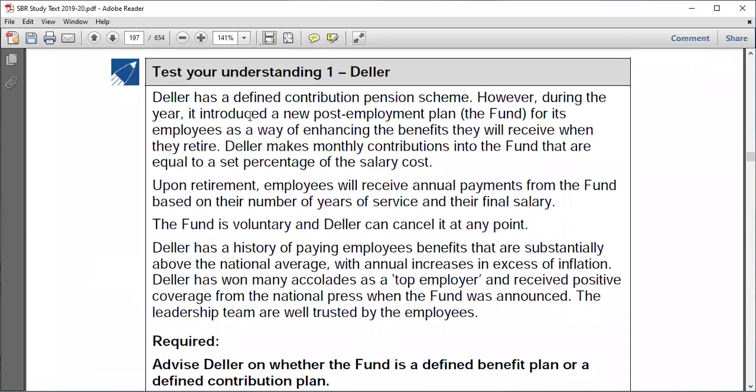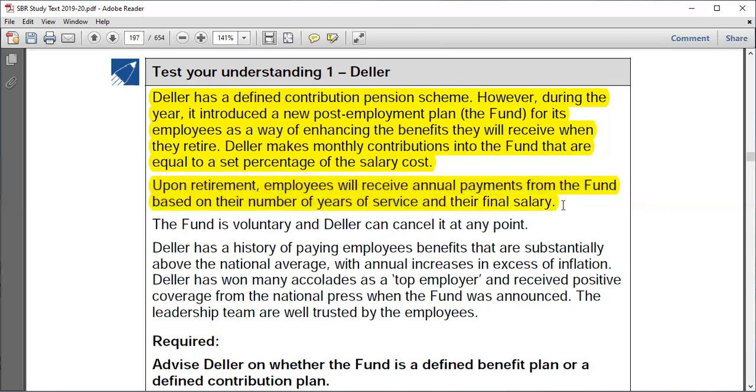Just understanding number one, the question goes, Della has a defined contribution pension scheme. However, during the year, it introduced a new post-employment plan, a fund for its employees as a way of enhancing the benefits they receive when they retire. Della makes monthly contributions into the fund that are equal to a set percentage of the salary cost. Okay, no issue, contributions are made. Then you're told here that upon retirement, employees will receive annual payments from the fund based on the number of years of service and their final salary.